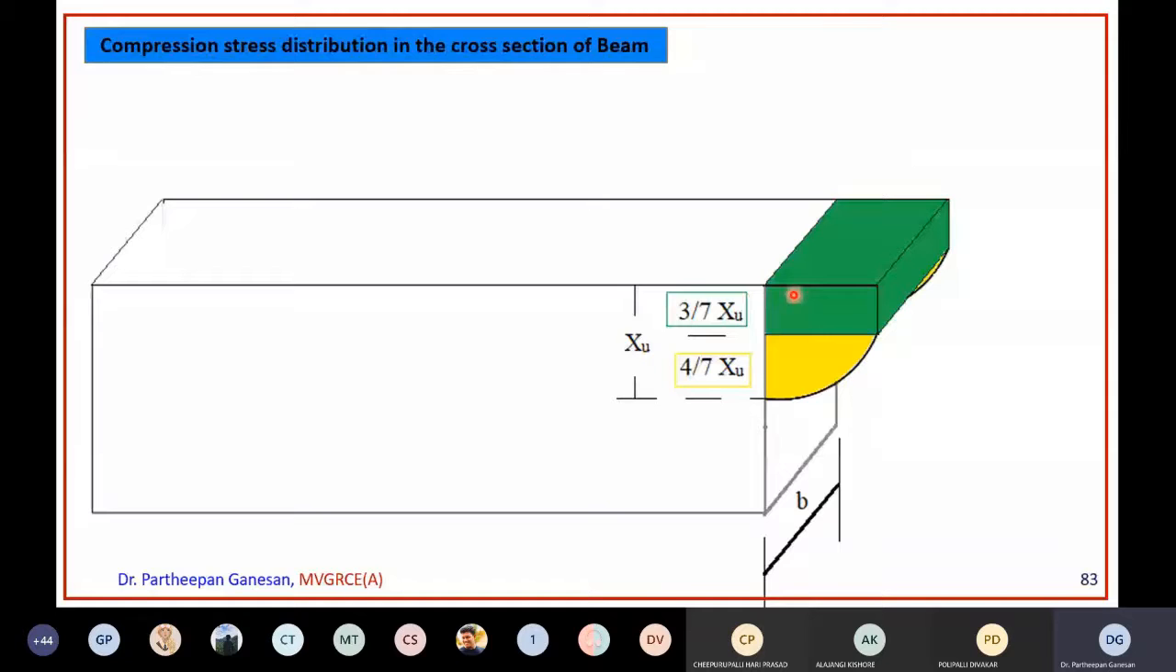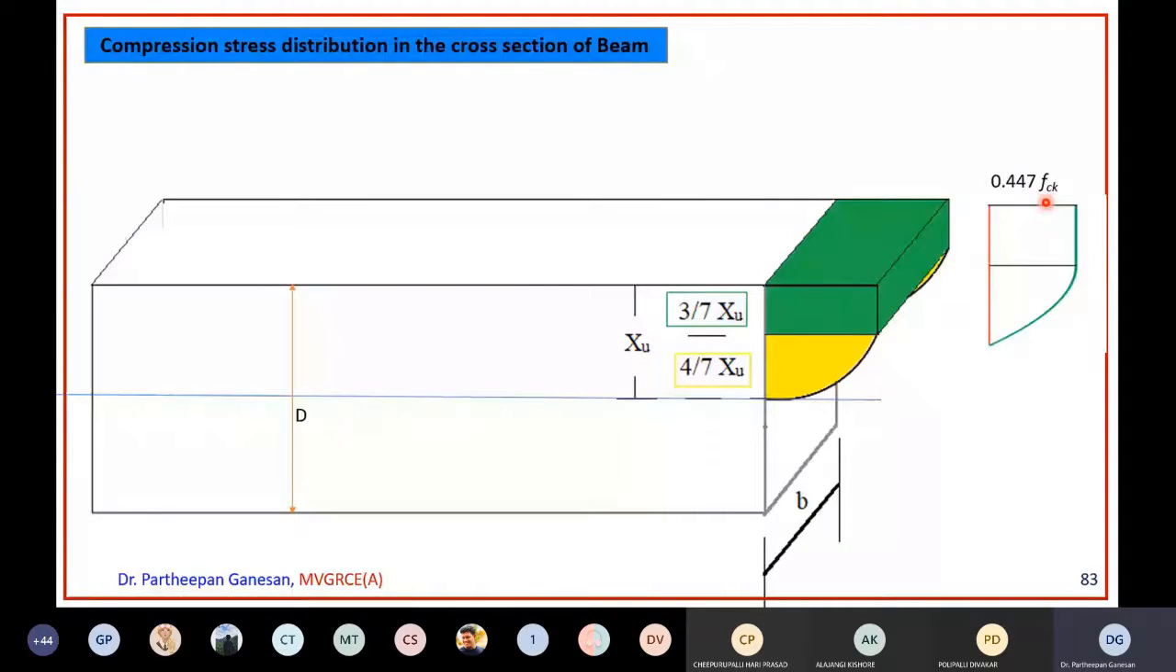So, for 3/7 XU from the top compression fiber, these stresses are rectangular. From 3/7 XU to the neutral axis depth, that is XU, this is the neutral axis depth, there is a parabolic variation. The same thing is shown here. This 0.447 fck is this value, and this rectangular part is 3/7 XU, and below this part is 4/7 XU. From here to here, 4/7 XU, it varies parabolically, and this stress distribution acts in the cross section of the beam.